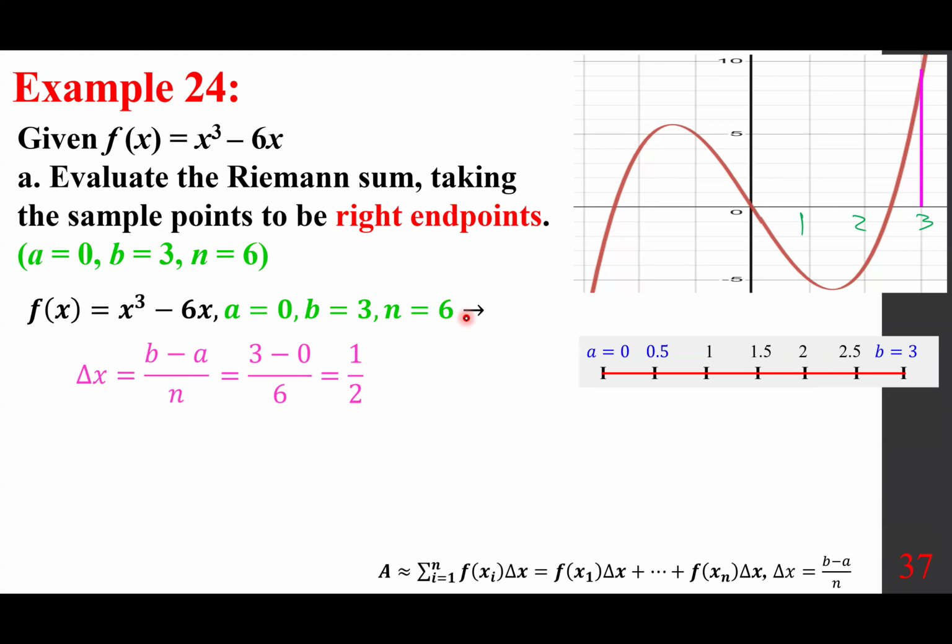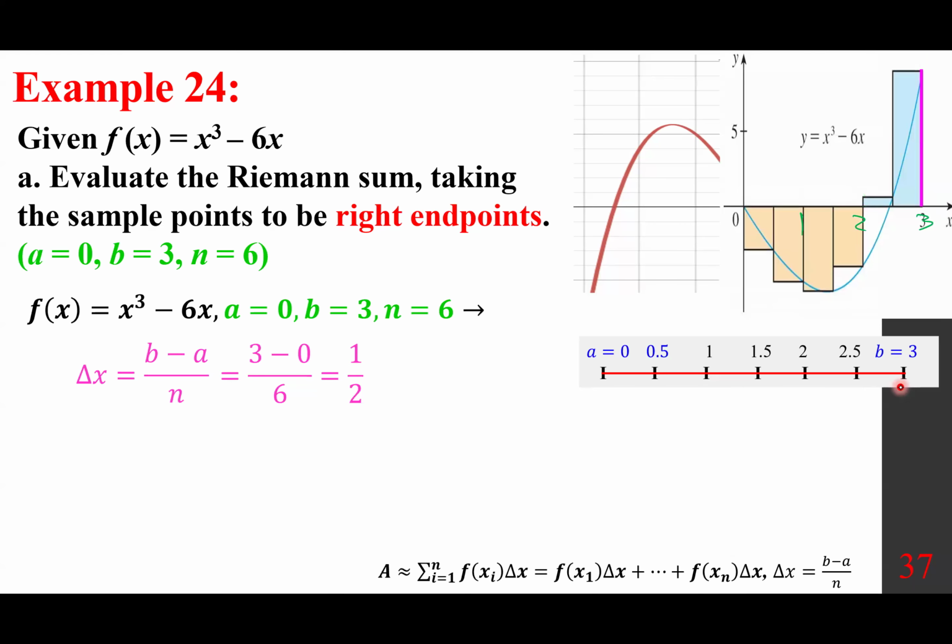So basically, a is 0, b is 3, and we cut this into 6 equal parts. We have 1/2, so add 1/2 or 0.5, then 1, 1.5, 2, 2.5, 3. And if you were to draw it, it will look like this, meaning 1, 2, 3, 4, 5, 6 rectangular strips, and they have the same width, 1/2. And again, they don't have to, but it makes it easier this way. That's why we choose delta x as b minus a over n, to make sure they're identical. It makes it easier.